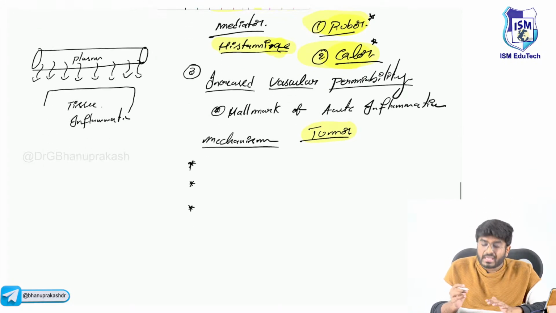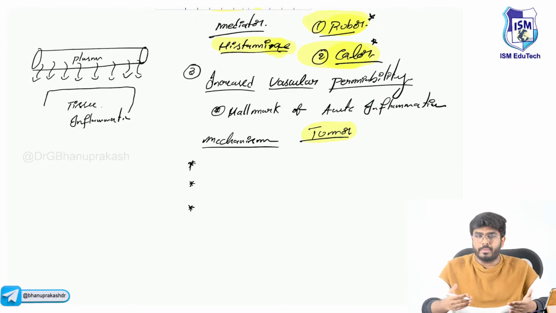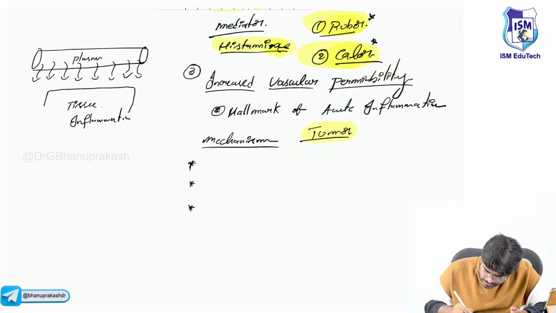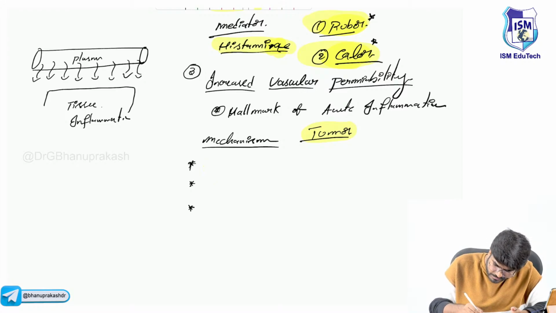Now, what are the mechanisms? Not why vascular permeability, but how. The first thing is endothelial cell contraction.